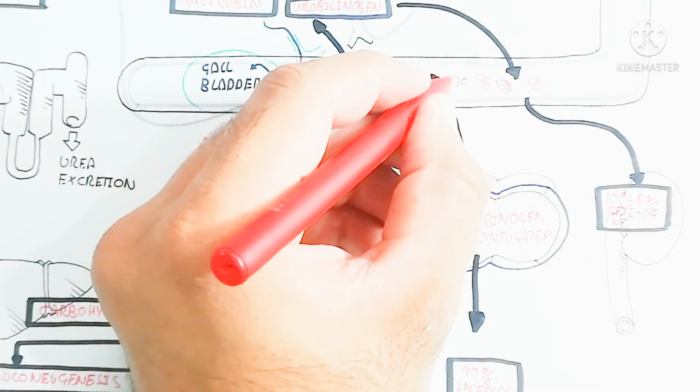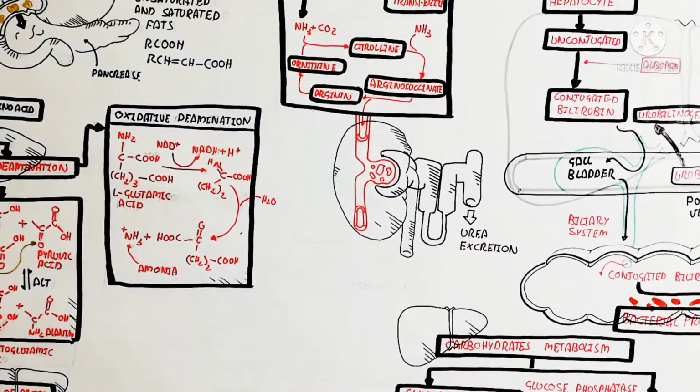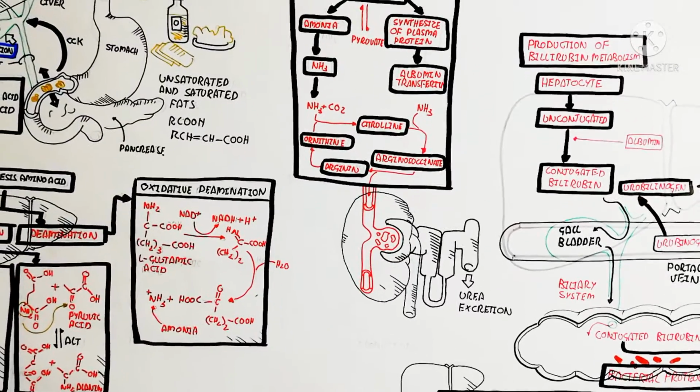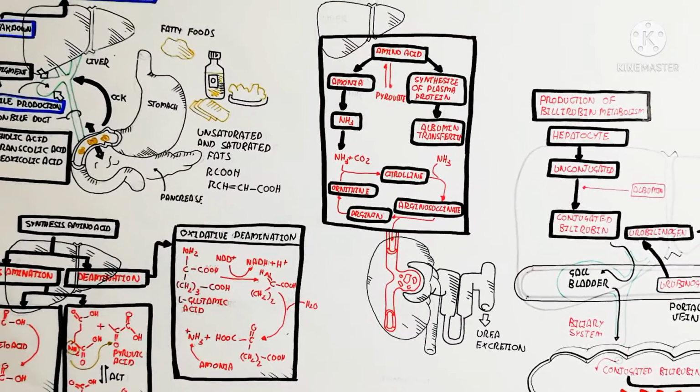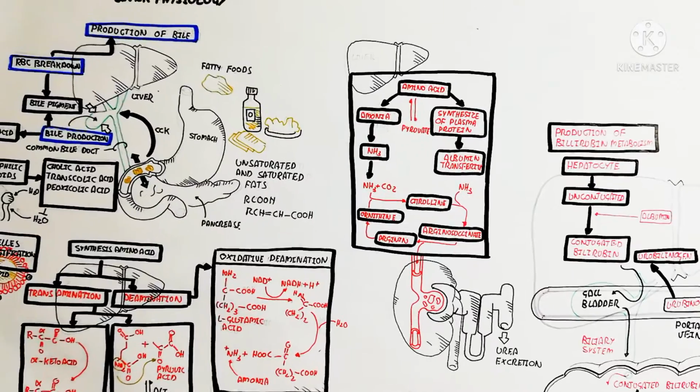So urine contains the remnant 10% urobilinogen. So this is the urobilinogen formation.